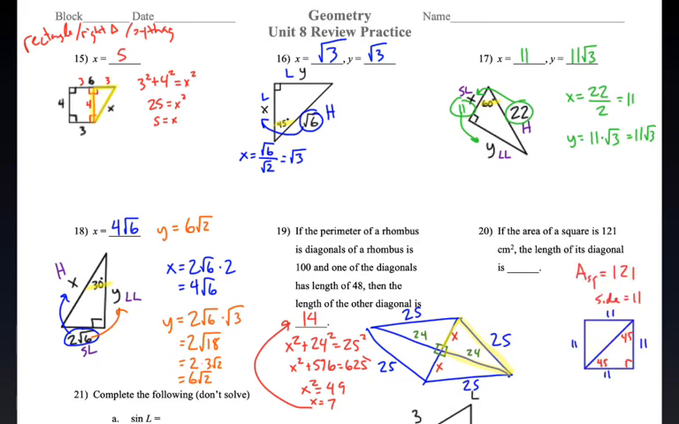If the area of a square is 121, then one side of the square is 11. 11 times 11 is 121. If it's a square, then the diagonal is the hypotenuse of a 45, 45, 90 right triangle. So for the diagonal length, I'm going to multiply by the square root of 2. The answer is 11 times the square root of 2.